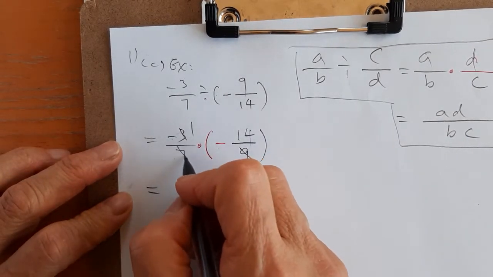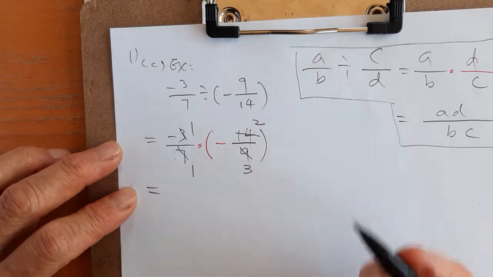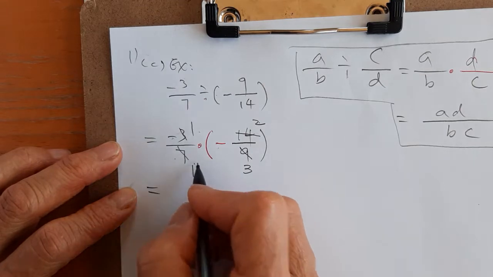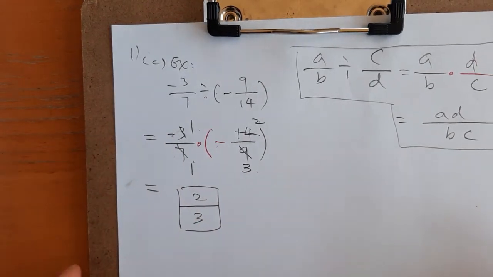14 and the 7 have common factor 7. 7 divided by 7 is 1. 14 divided by 7 is 2. Negative times negative is a positive. 1 times 2 is 2. 1 times 3 is 3. So it's 2/3 after dividing.